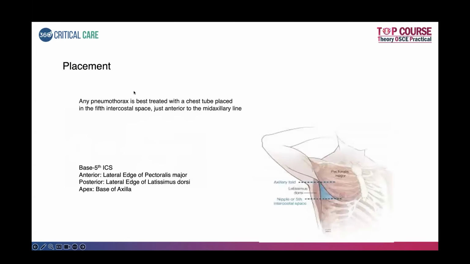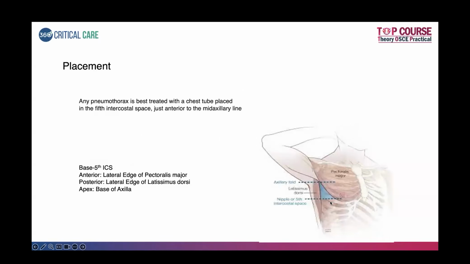So coming to the placement, this was asked in the DRNB paper 1, 2 years back. So it is important to know about the anatomy. Any pneumothorax is best treated with the chest tube placed in the fifth intercostal space just anterior to the mid-axillary line. So the triangle of safety is the one you need to know.